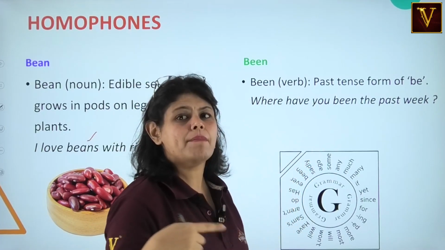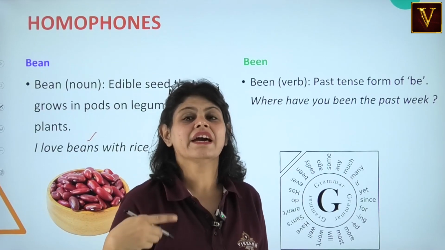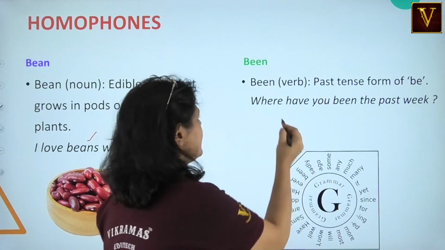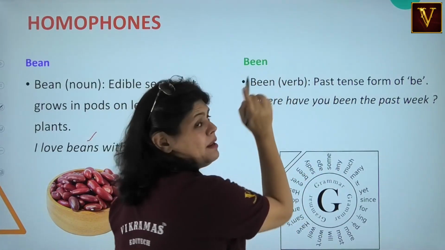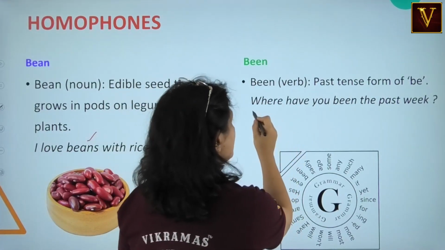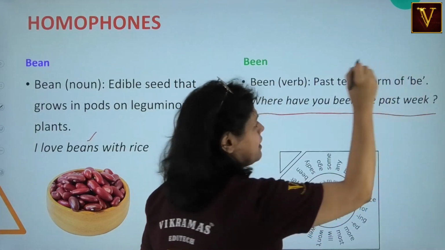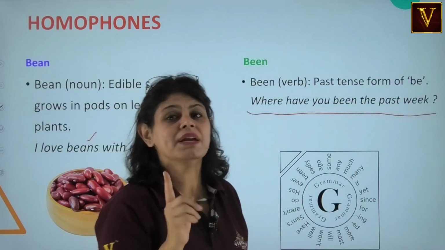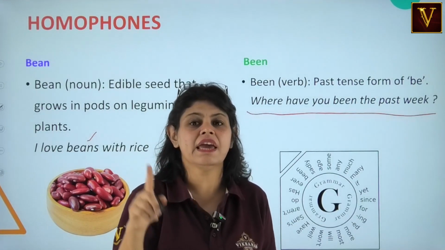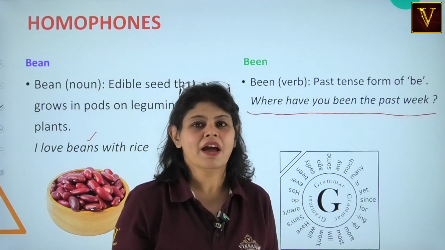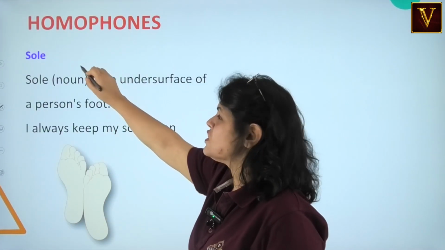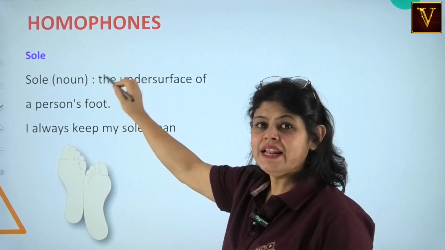Now, B-E-E-N, been. If we talk about something in grammar, right? The past participle of the word "be," then we always say that it is B-E-E-N, been. Where have you been the past week? Right? Then we would write B-E-E-N, and we would not write B-E-A-N because B-E-A-N carries a different meaning. Got it? Now, next. Next is soul. S-O-L-E.